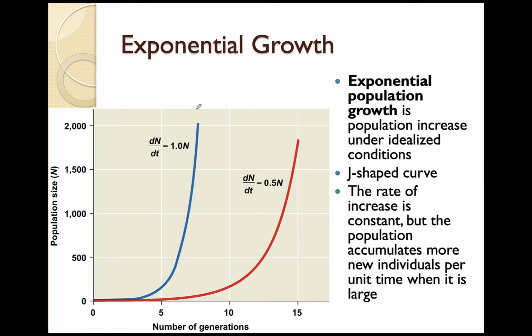You can do some calculus here to get to an equation, but eventually we have something called a growth rate. And exponential growth is what happens when this grows exponentially. And this creates what's called a J-shaped curve, like this.